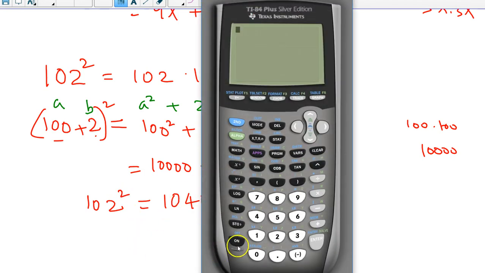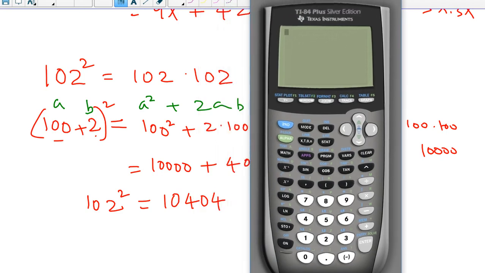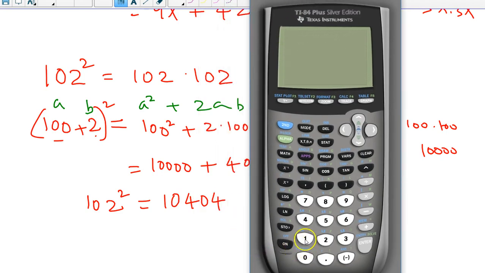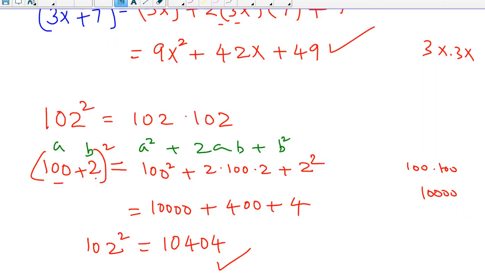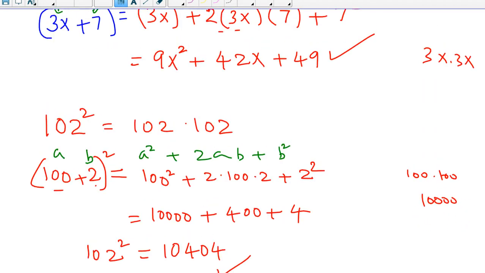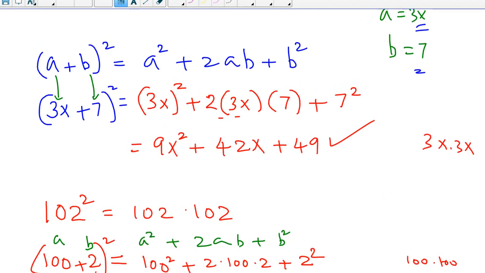Verify. Turn on the calculator. It's on. 102 square. Enter. 10,404. That's right. So this is an advantage of knowing this special product, and it is the first type of special product.